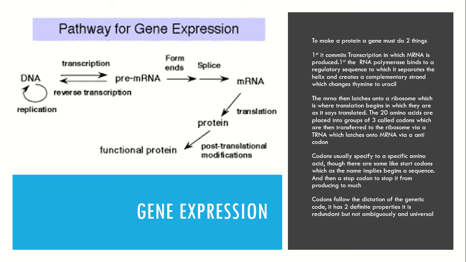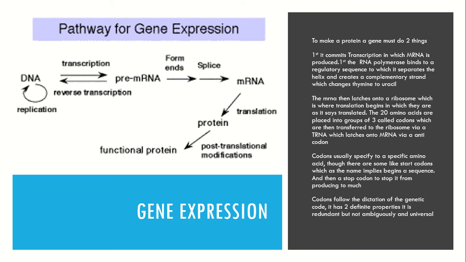Amino acids are specified by groups of three bases called codons, which are matched via a tRNA that latches onto the mRNA with a connector called an anticodon. Most codons specify an amino acid, but there are two specific types that are of note: a start codon, which acts as a marker of where a sequence begins, and a stop codon, which, as it names, stops a sequence.